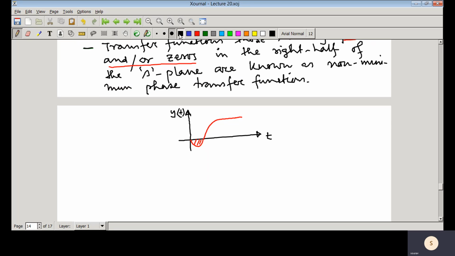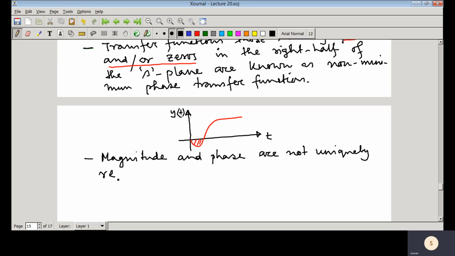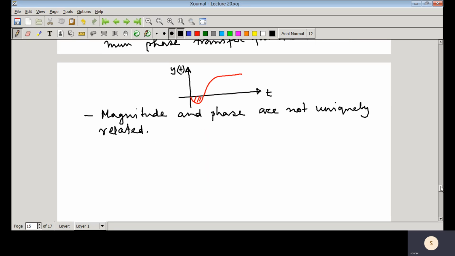And the most important thing is that magnitude and phase are not uniquely related. So this thing we'll be discussing now. What is the meaning of that?